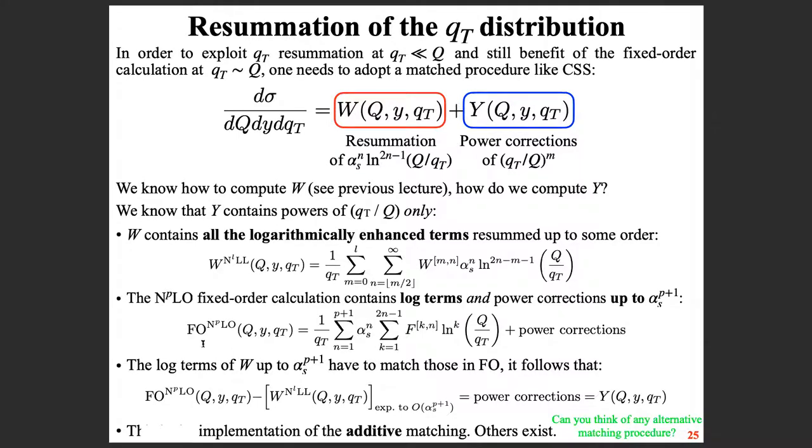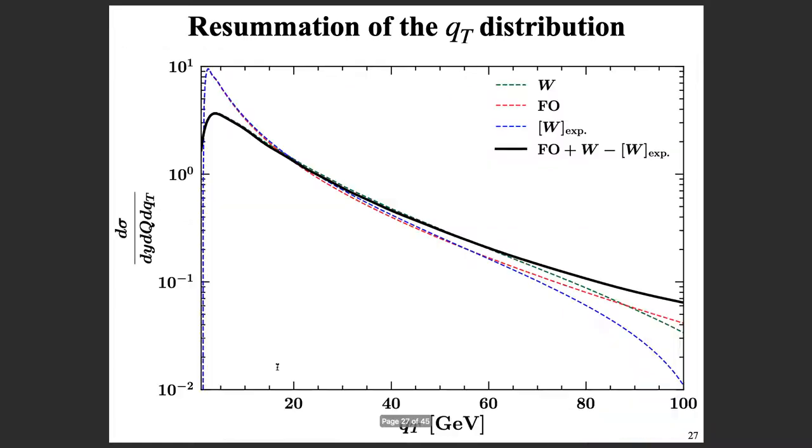Now, it is a requirement that the logarithmically enhanced terms in the resummed calculation, up to some power in alpha S, have to match those in the fixed order calculation. So this means that if you take the fixed order calculation and subtract from it the expansion of the resummed calculation to the same power in alpha S, then we are just left with the power corrections. And these power corrections are exactly what we are after, the Y term. So this is how the Y term is computed. It is actually one of the ways in which the Y term is computed. There are other ways, and a possible question to you is how other alternative matching procedures work. So this is to show you how this matching performs.